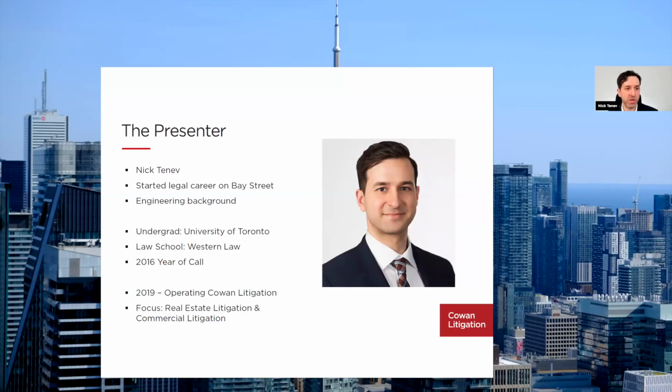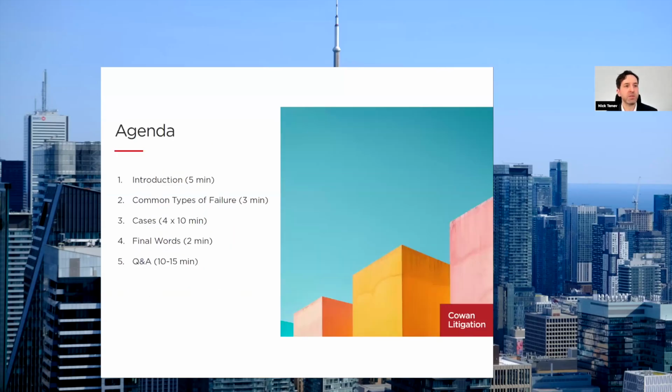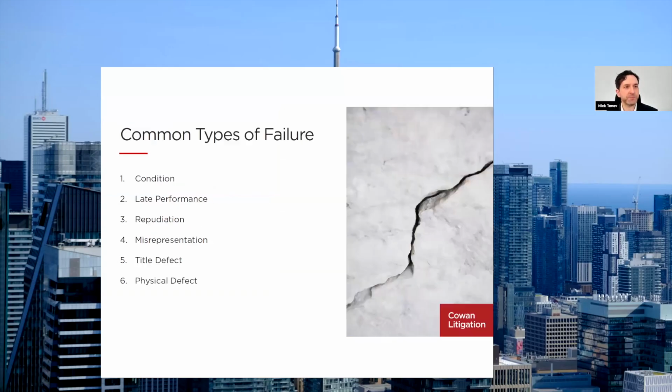As I mentioned, we focus on real estate litigation and commercial litigation, which are also my focus as a lawyer. So the agenda for today is as follows. We're going to do a little introduction, which we just finished. We will look at the common types in which real estate transactions fail. Then we'll look at 4 cases, each one for around 10 minutes. And then we'll have a little sign off at the end, some final words, and then we'll have Q&A for 10-15 minutes. So it should take around an hour. We'll try to keep it under an hour, but it might go a bit over.